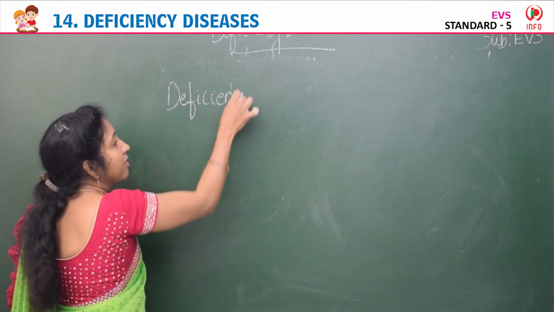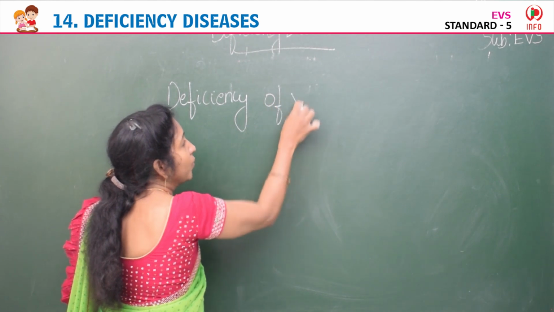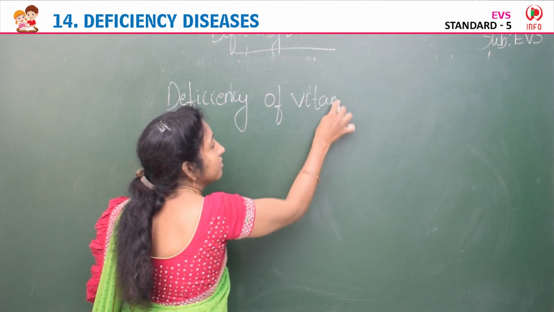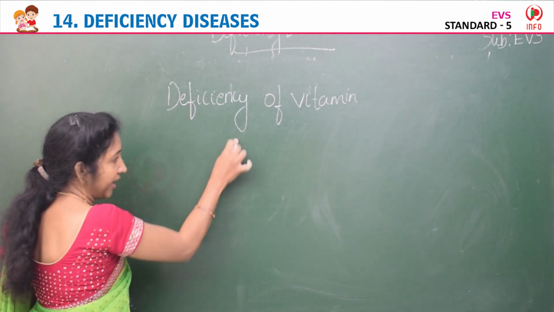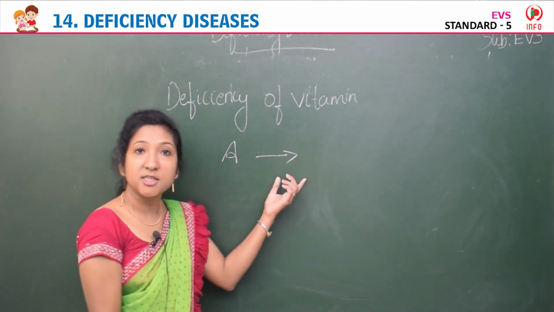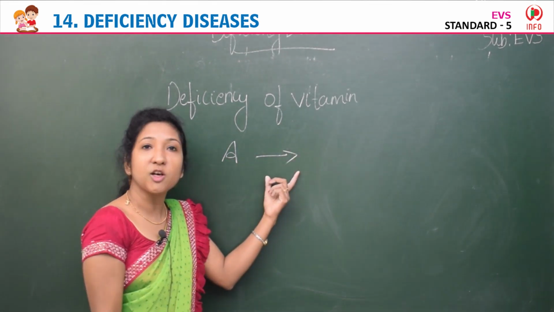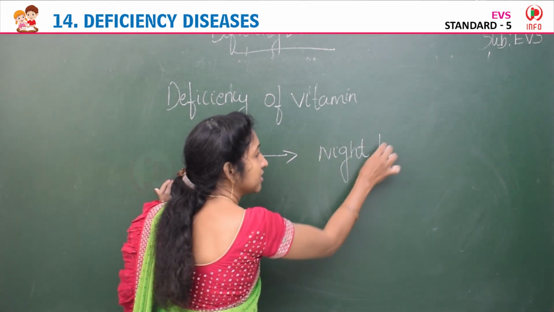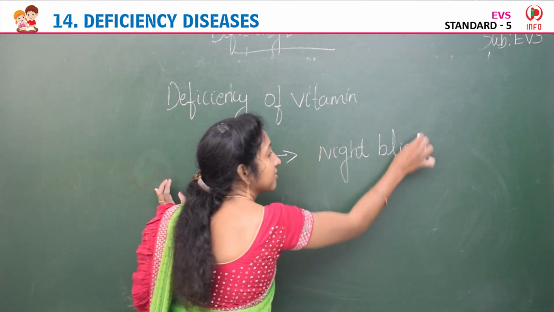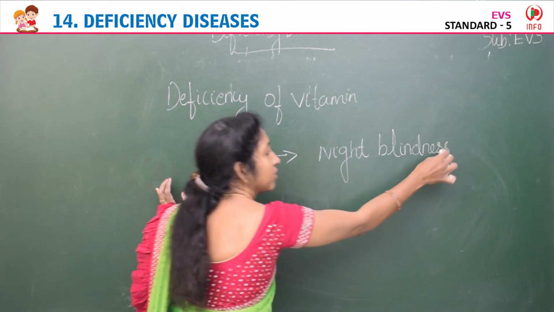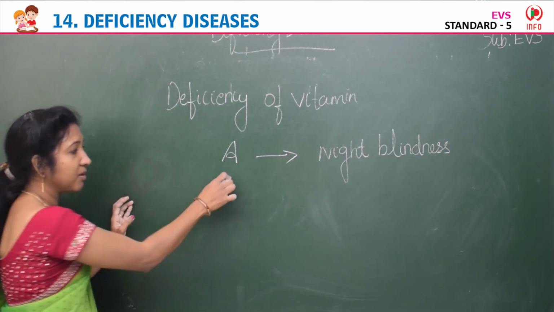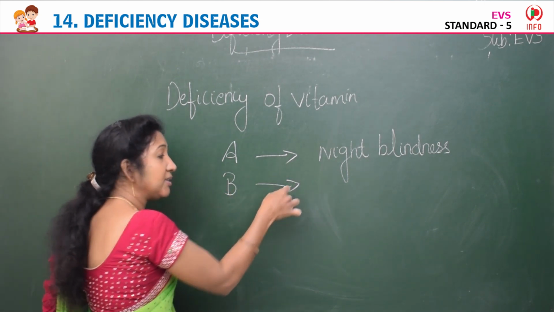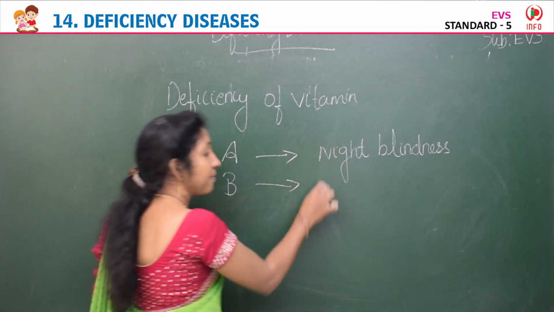Deficiency of vitamin A causes which disease in children? Deficiency of vitamin A causes night blindness. Night blindness. Now coming to the next one, deficiency of vitamin B. B causes, yes, beriberi.